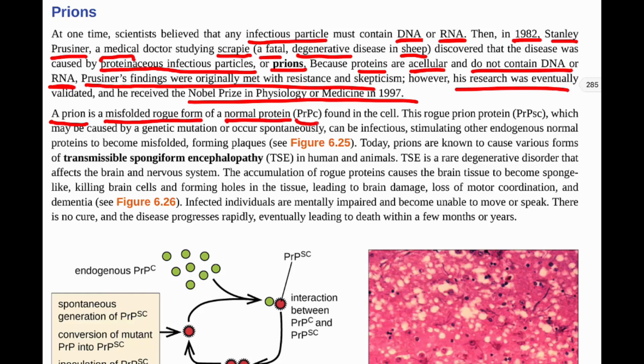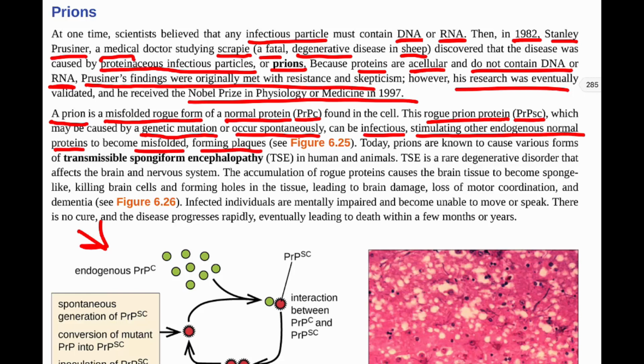So a normal protein would be identified as PrPC, and then these misfolded rogue forms of these normal proteins, a normal protein being PrPC, this rogue prion protein is indicated as PrPSc. Okay, and that'll be important just when we get down here, which may be caused by a genetic mutation or occur spontaneously. It can be infectious, stimulating other endogenous normal proteins to become misfolded and then form plaques.